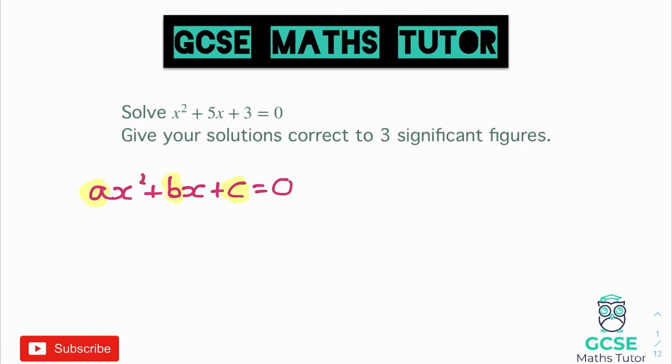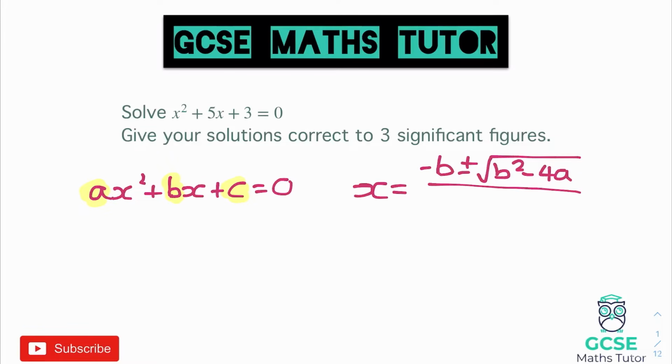When we rearrange this, and there are quite a lot of steps to do that, we get this formula. x equals, and on the top of this fraction we get minus b plus and minus the square root of b squared minus 4ac, all over 2a.